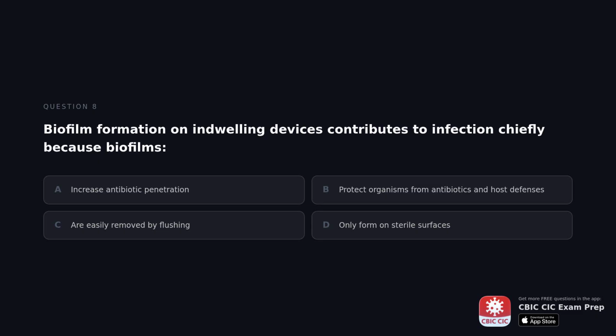Biofilm formation on indwelling devices contributes to infection chiefly because biofilms: A. Increase antibiotic penetration. B. Protect organisms from antibiotics and host defenses. C. Are easily removed by flushing. D. Only form on sterile surfaces.